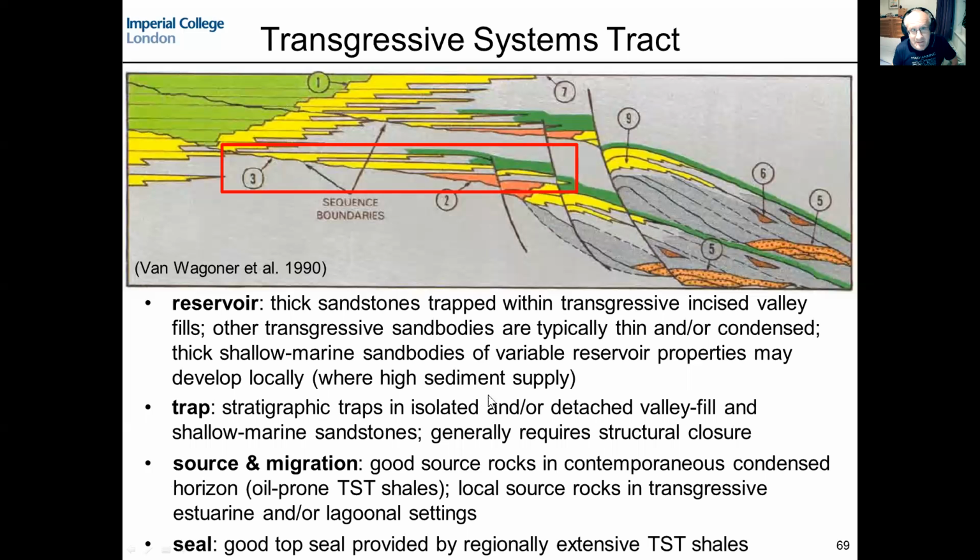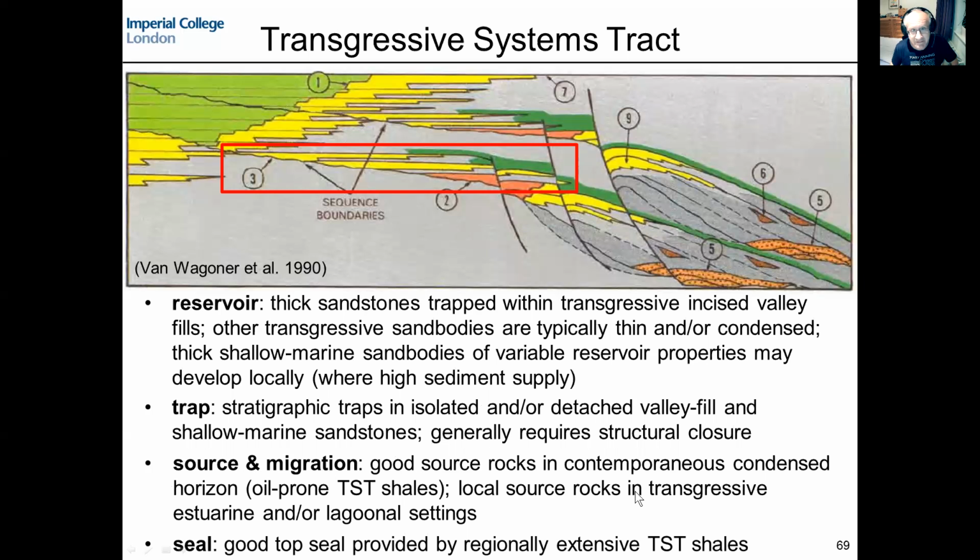Traps, well, we're thinking about stratigraphic traps, either within valleys. If the underlying rocks are muddy and the rocks to the sides of the valley are muddy, then the valley can be stratigraphically trapped and isolated. Also, these shallow marine sandstones developed during transgression, again, those can be isolated from each other and enclosed in mudstones. Again, this really depends on the lithologies that underlie the sequence boundary. If these are juxtaposed against highstand or falling stage systems tract sandstones, then obviously that means there isn't a bottom seal to those units.